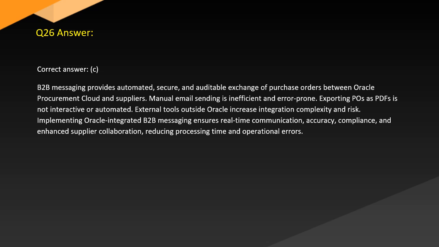Answer. Correct answer: C. B2B messaging provides automated, secure, and auditable exchange of purchase orders between Oracle Procurement Cloud and suppliers. Manual email sending is inefficient and error-prone. Exporting POs as PDFs is not interactive or automated. External tools outside Oracle increase integration complexity and risk. Implementing Oracle Integrated B2B messaging ensures real-time communication, accuracy, compliance, and enhanced supplier collaboration, reducing processing time and operational errors.